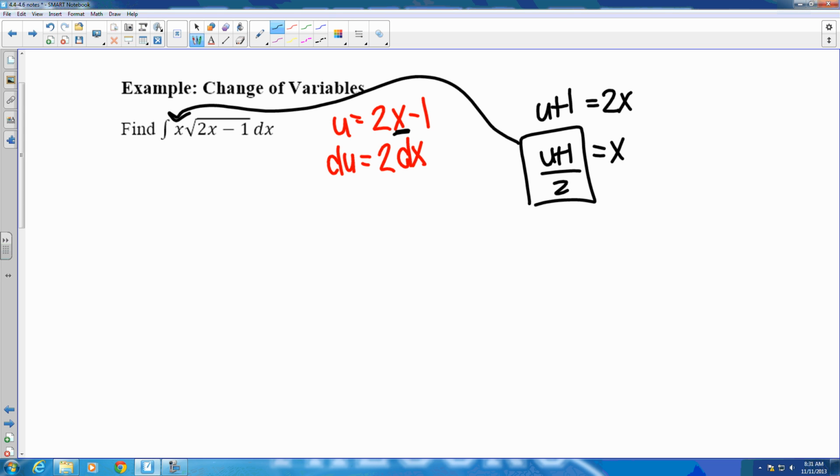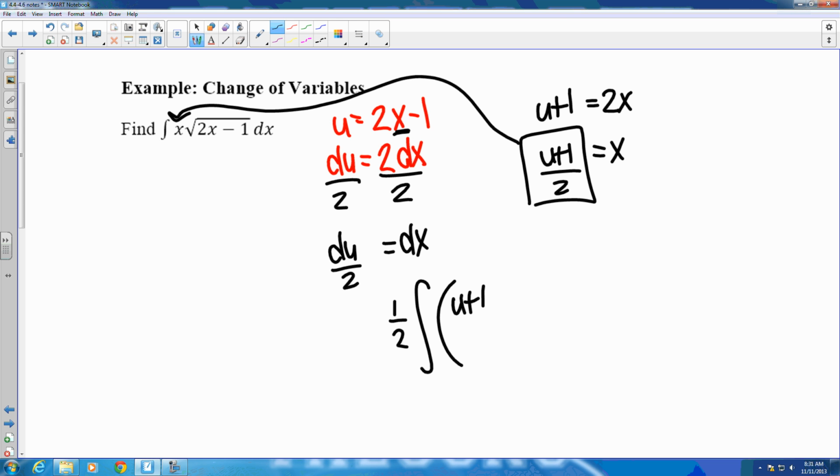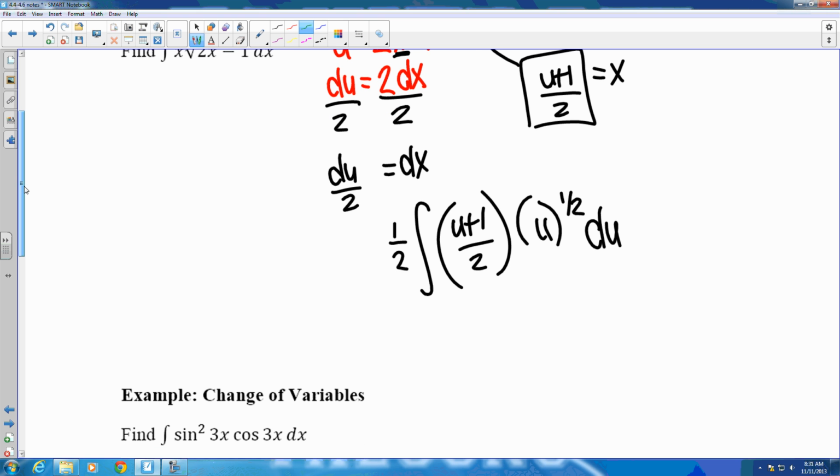So let's continue with the du as well. We have to divide both sides by 2 because we don't match. Okay, so we're going to have that 1/2 on the outside. And then we also have to multiply by u plus 1 over 2 where the x is, times u to the 1/2 du. So we can take the integral of this, but we do have to do some manipulating first. We're going to pull that other 1/2 out, so it's going to be 1/4 integral of u plus 1 times u to the 1/2 du.